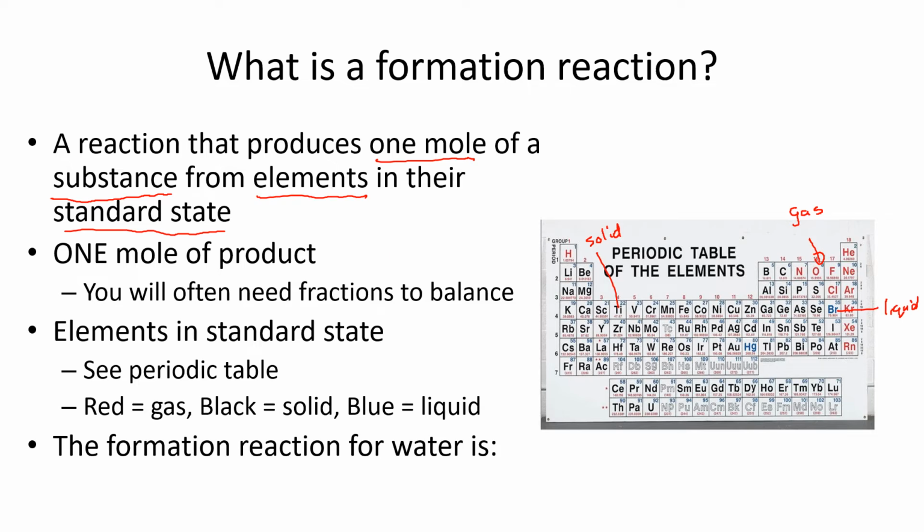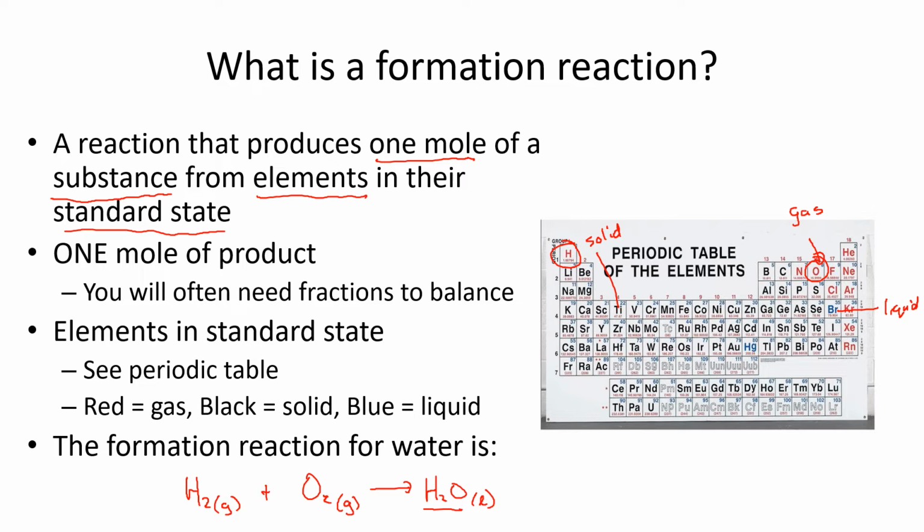So if you want to make the formation reaction for water, so water is the product, and then you've got to take elements in their standard state. So we need oxygen and hydrogen, which are both gases. So hydrogen, H2, is a gas, and then oxygen, O2, is also a gas. Now, if we need to balance this, we've got to end up with 1 mole of product. And so that's why you're going to need fractions for balancing.